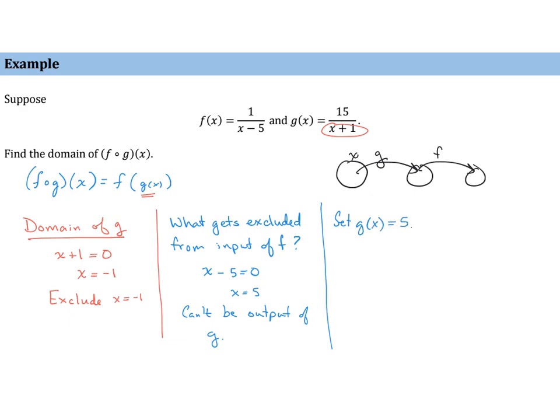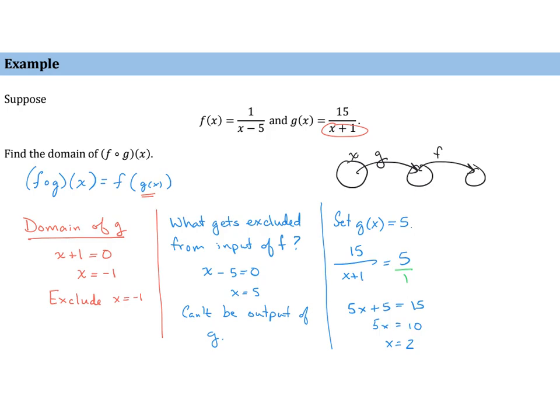Let's find the result for that. 15 over x plus 1 equals 5. If we cross multiply, we can think of this as 5 over 1. Then we multiply x plus 1 times 5 and 15 times 1, and we obtain 5x plus 5 equals 15. This means 5x equals 10 and x would equal 2.